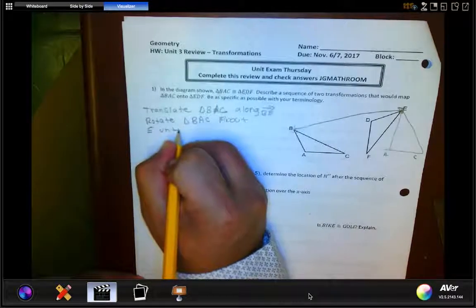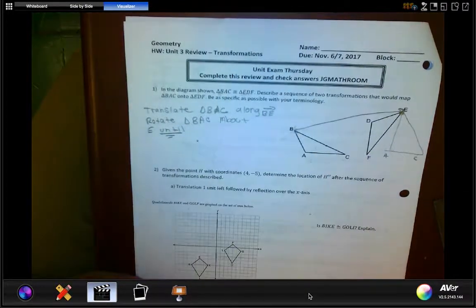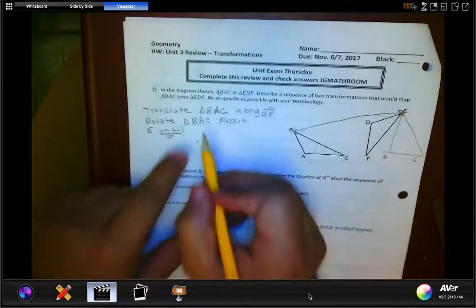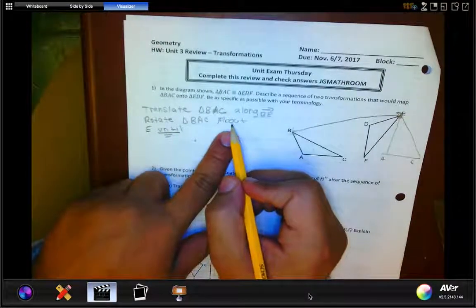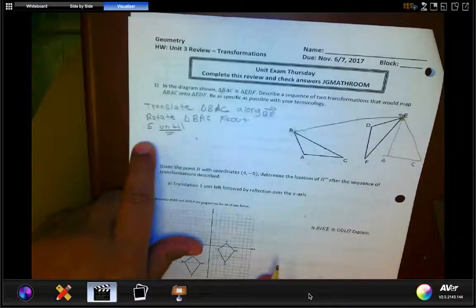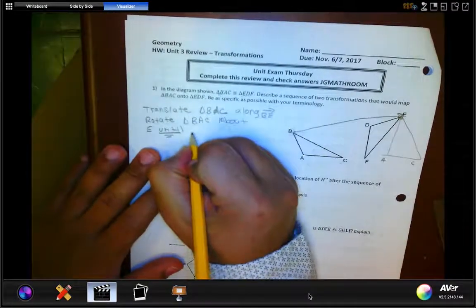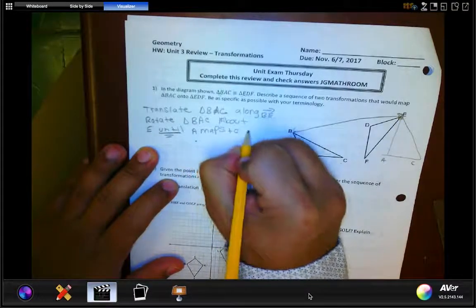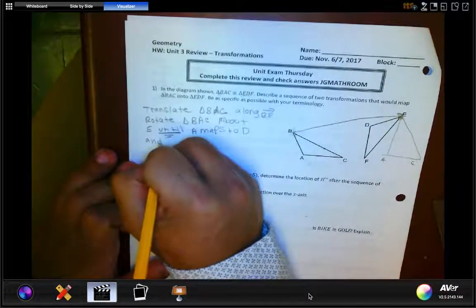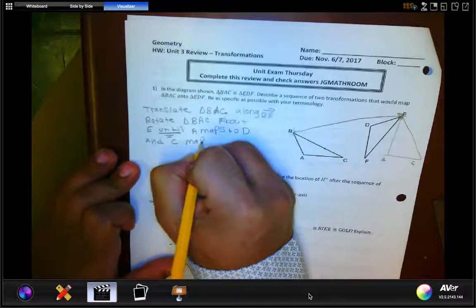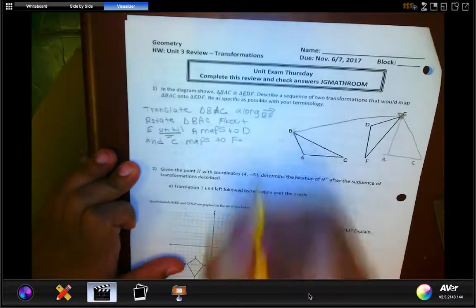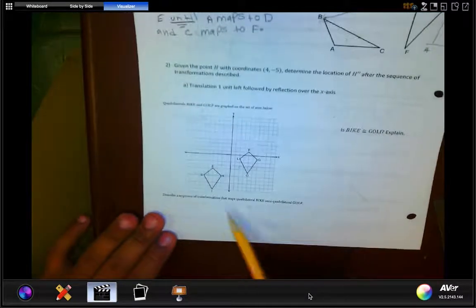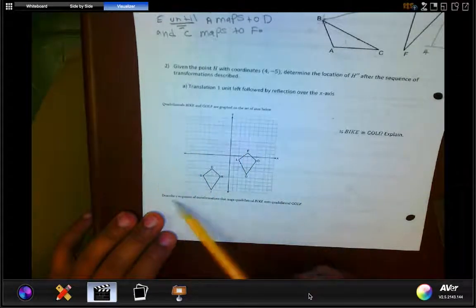until, don't forget this word, until, this is very important. First of all, in what direction do I need to rotate, right? Rotate clockwise, rotate counterclockwise, but I can also say until. Rotate about E until A maps to D and C maps to F. Okay, that's all.